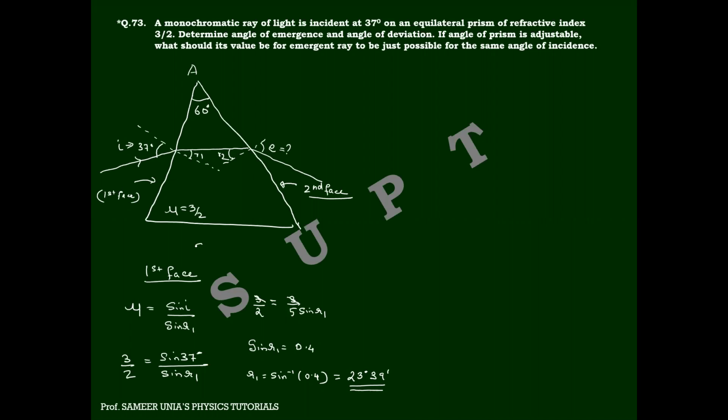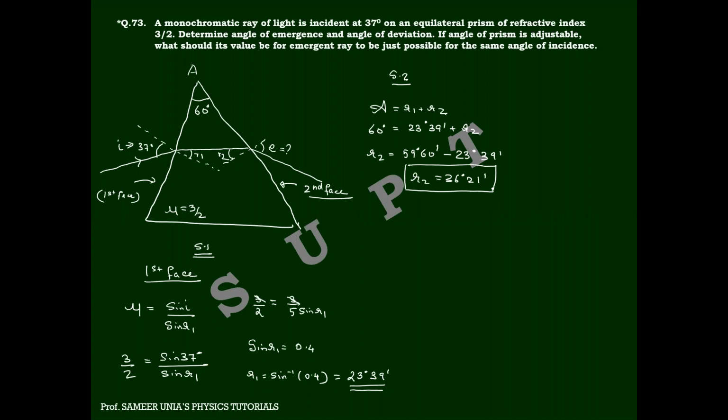This is step number 1, first phase. Step number 2, you know A is equal to R1 plus R2. What is A? 60 degree. R1 is 23 degree 39 minutes and plus R2. So R2 will become 60 degree, जिसको लिख सकते हैं 59 degree 60 minutes minus 23 degree 39 minutes. So this could also be written as 36 degree 21 minutes. R2 मिल गया. ये steps आपको याद रखना है. Step number 3. Now I come to the second phase.